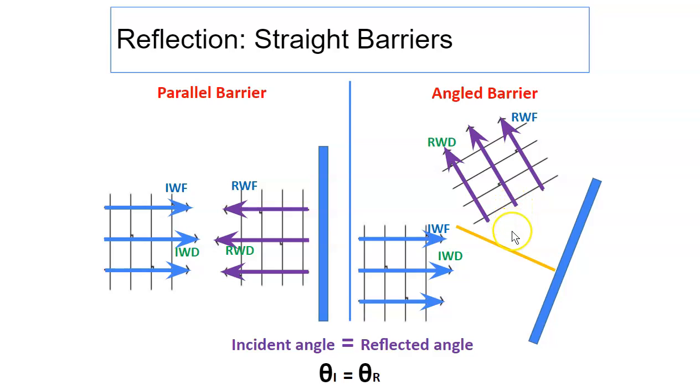And the angle is always measured again between the wave and the normal. Between the wave and the normal, never between the wave and the surface or the wave and the barrier. It's always measured from the wave to the normal. So when that's drawn in, the angle measurement we're talking about is this angle right here. This is the incident angle, and this is the reflected angle.